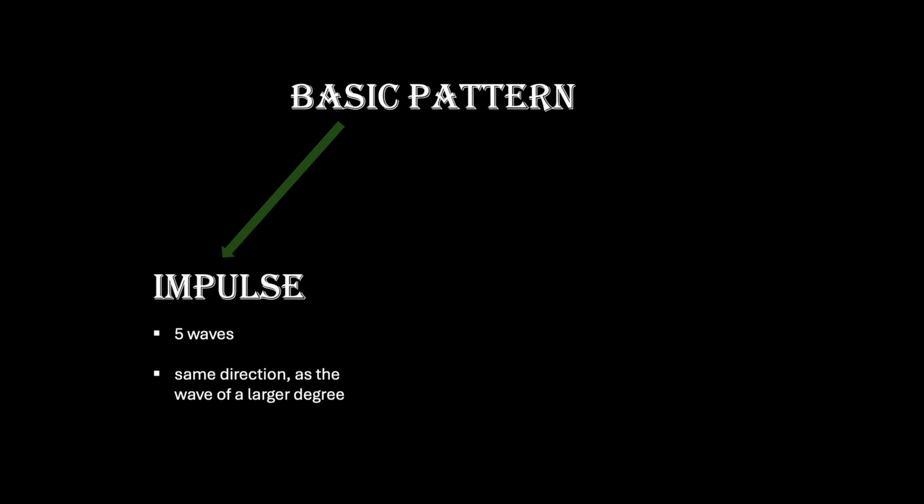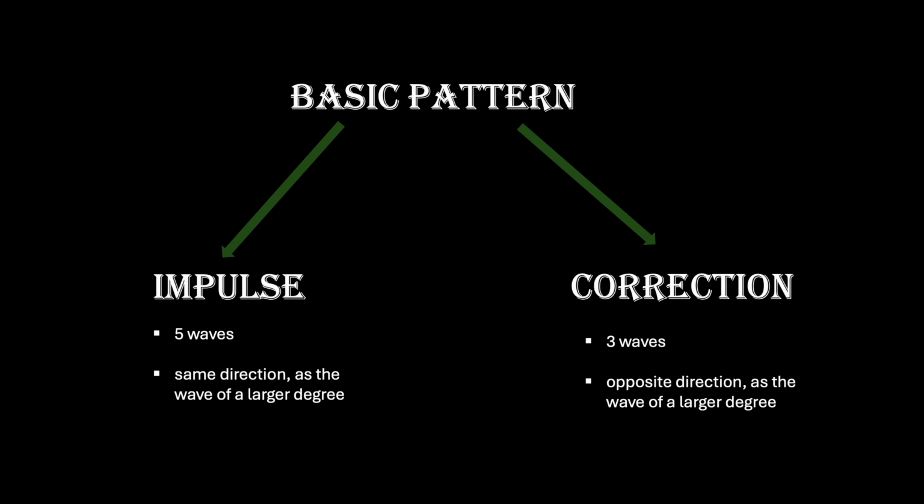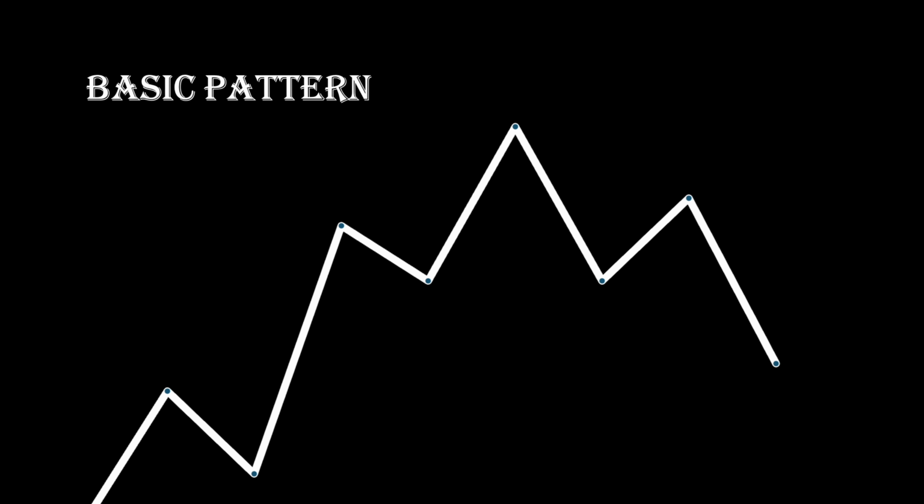First of all, the basic pattern consists of 8 waves in total. The first part is the impulse, consisting of 5 waves. It goes in the same direction as the wave of a larger degree. The 3 waves after the impulse are the correction. It goes in the opposite direction as the wave of a larger degree. In theory, a basic pattern looks like this.